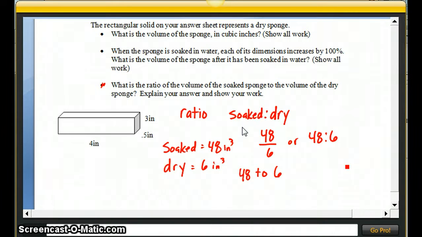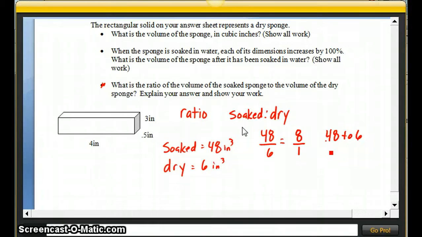They can all be reduced. So if we take the 48 over 6 and reduce it, it becomes 8 over 1. If we take the 48 to 6, that becomes 8 to 1. And the same thing in words, it becomes 8 to 1. And that is the final ratio there. When it says the ratio of the volume of the soaked to the dry, it is 8 to 1.